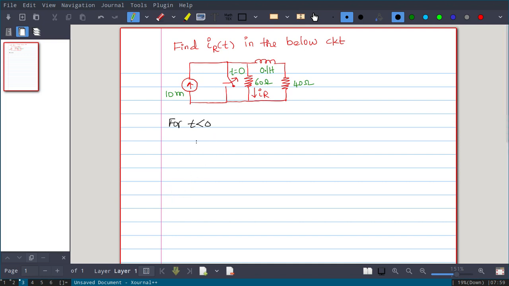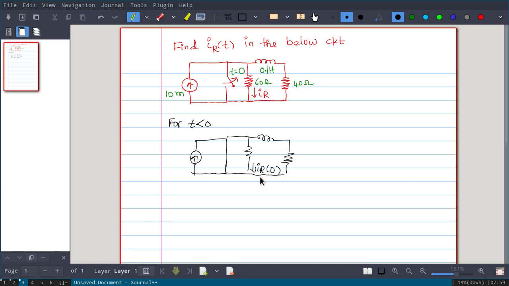So all current will flow through like this. So no current flows through this part, I can separate it. So here in this one, this IR is absolutely zero. And what about IL? This is also zero. Okay. So we can write this at this moment. What is IR of 0 minus? No current. IL of 0 minus? No current. All the current flows through like this.